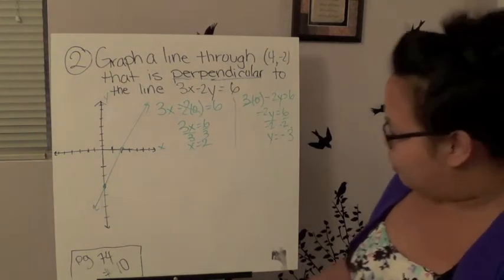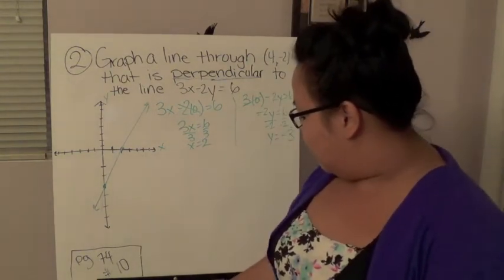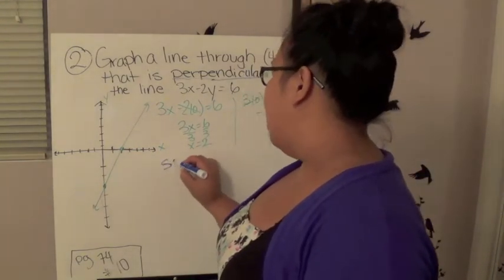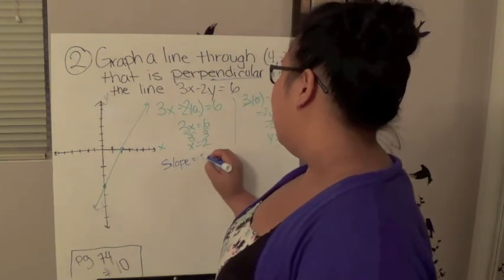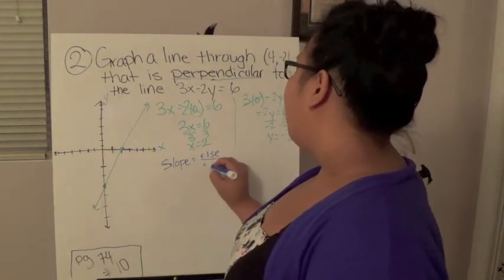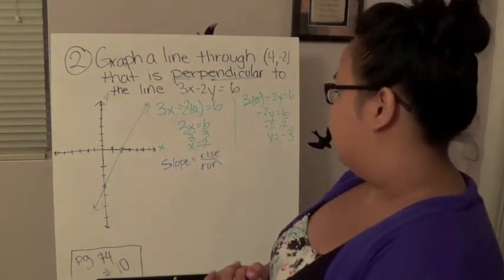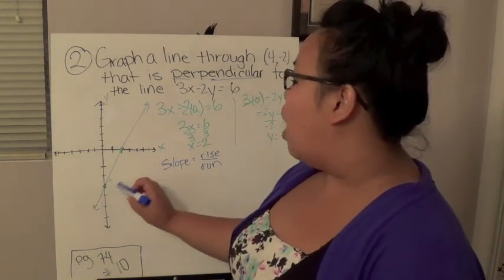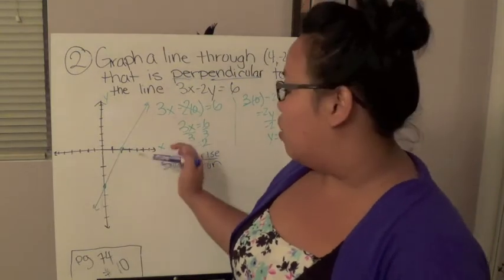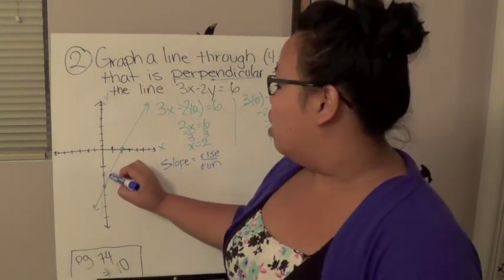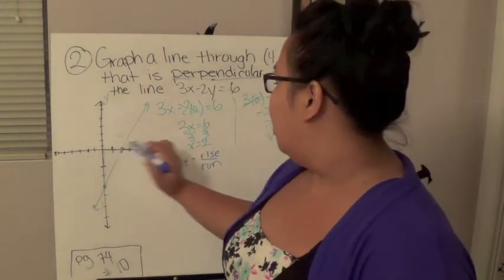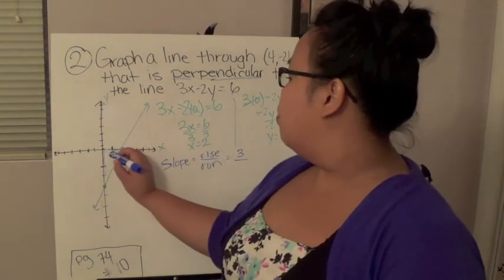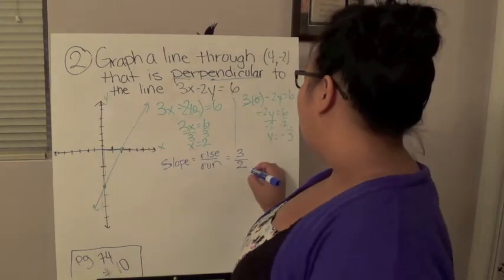In order for me to find my slope, I need to find how much it goes up and how much it goes over. So basically, I'm looking for my rise over my run. How did I move from one point to another? I moved 1, 2, 3 up. So 3 is my rise. And then I moved 1, 2 over. So this is my slope.